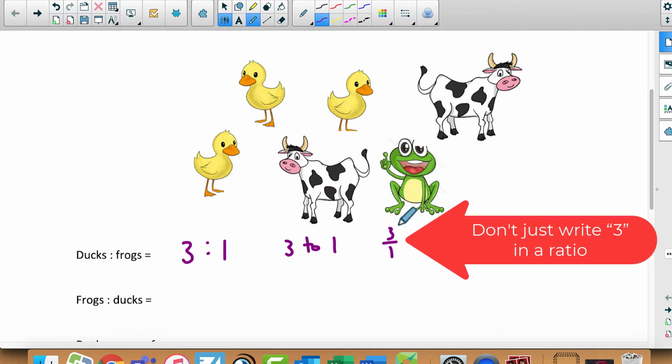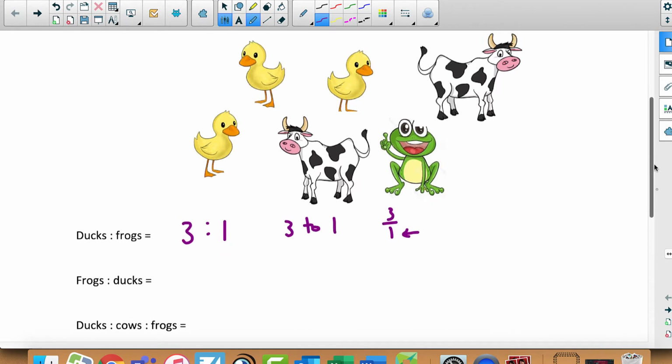I would say that the fraction is less common because in a fraction, this bottom number usually refers to the whole amount. So this 1 doesn't refer to all the animals, it just refers to one animal. So you wouldn't normally put the ratio in this form, but it's not wrong. It just gets a little bit confusing, I would say. Alright, frogs to ducks. Well, there's only 1 frog, and there's 3 ducks. The point I'm making here is ducks to frogs is 3 to 1. Frogs to ducks should be the opposite way around, 1 to 3. Okay, so the order is important.